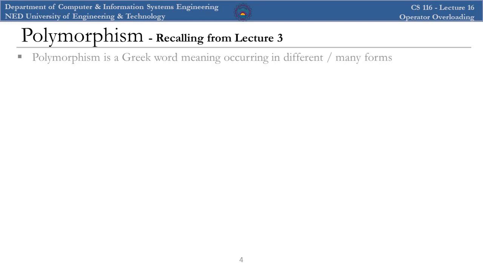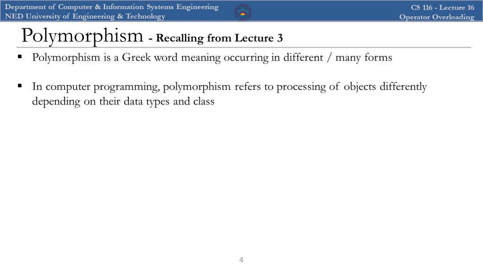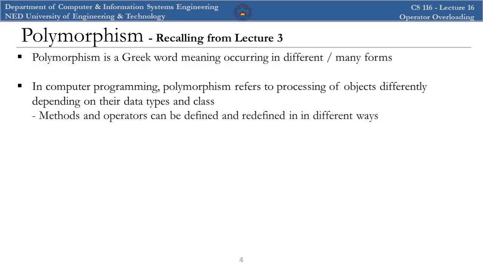Okay, this is from lecture 3. There we defined polymorphism as a Greek word meaning occurring in different forms or many forms. And we also discussed that in programming languages, polymorphism exists in different forms, and mainly it means that a method or an operator can be used or can exist in several different ways in the same program or in the same class.